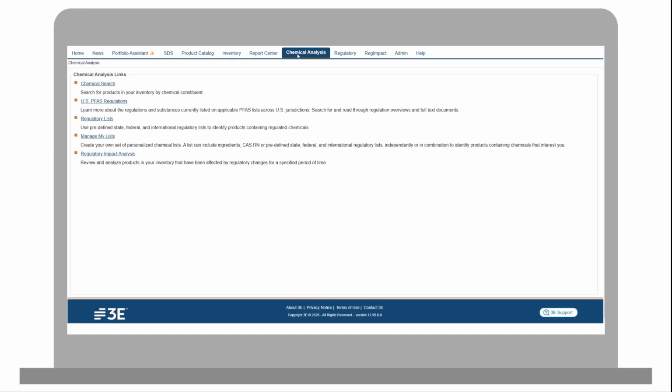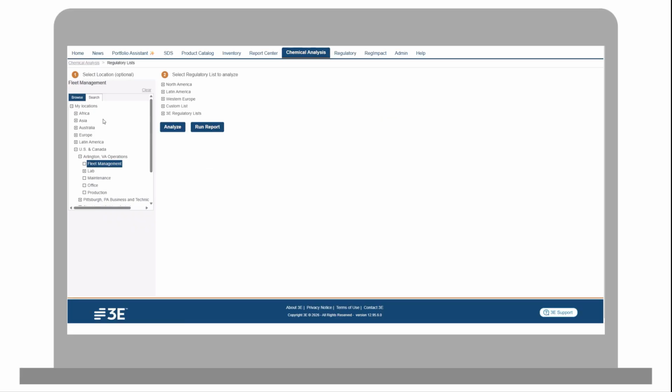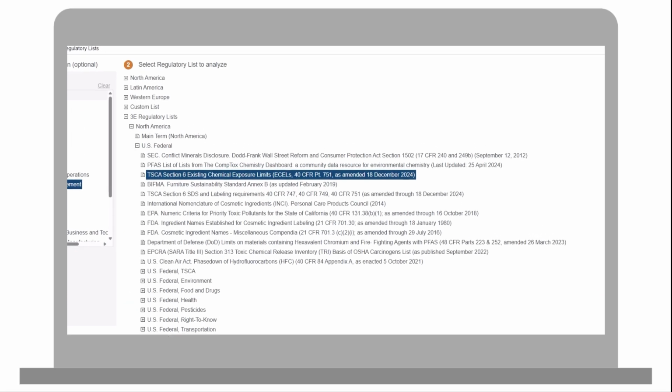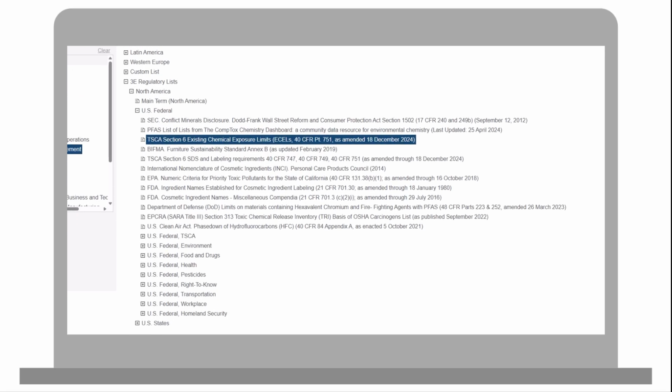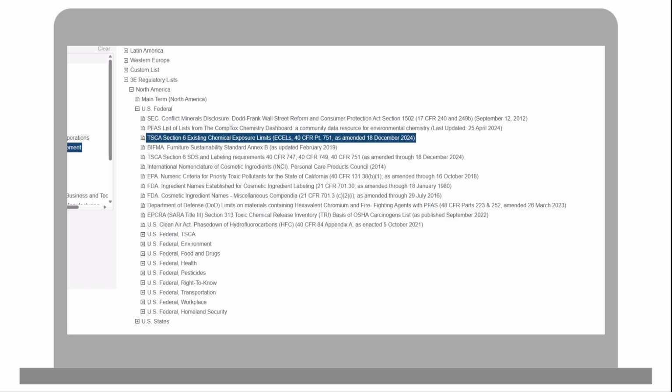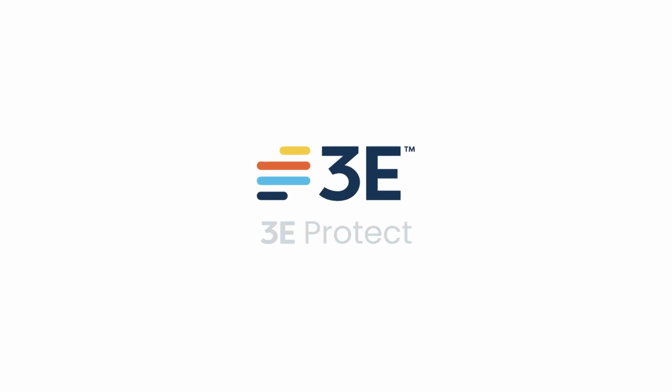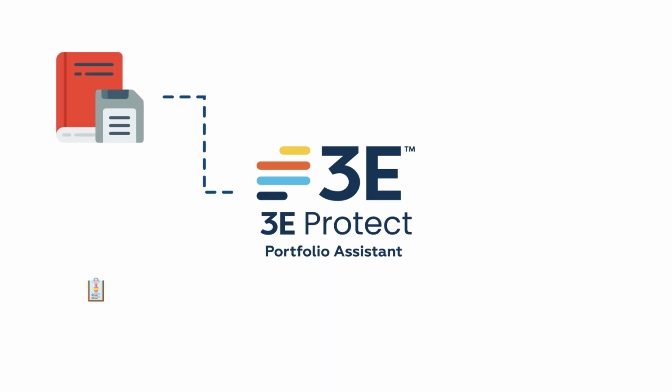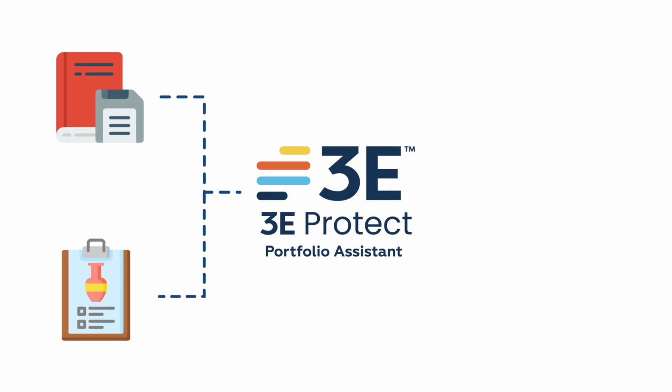Here's how. 3E Protect already accesses the world's largest safety data sheet library of over 20 million SDS documents with built-in regulatory screening across more than 200 global regulatory frameworks. Your chemical inventories are managed within 3E Protect too, but these data sets don't naturally talk to each other.